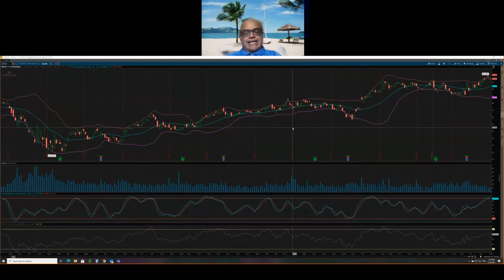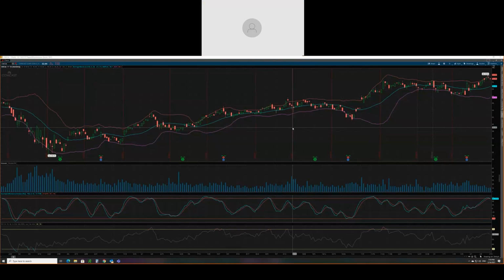So the point here is that 2 sigma statistically is about 94%, right? So 94% of the time, the stock price will fall within the top and the bottom band. So whenever it crosses the band here, can you see my cursor there? Yeah, we can see.